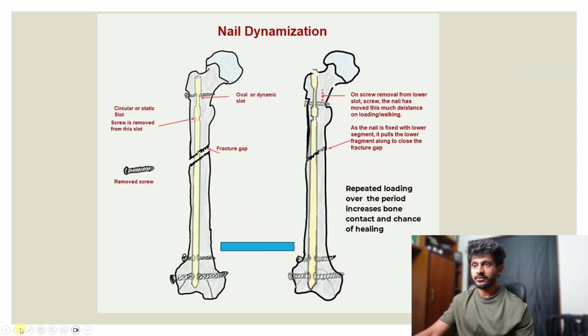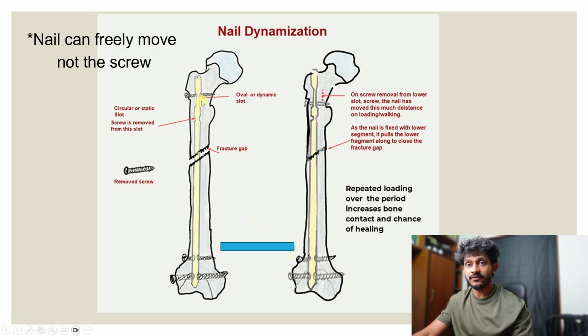What I mean by that is they've removed a screw from the static locking hole, and we can see that there's still a screw remaining in the dynamic locking hole of the nail. There are still two statically locked screws in the distal segment of the bone, whereas there's only one dynamically locked screw in the proximal segment of the bone in the nail. Since this is dynamically locked, given the length of the oval slot in the nail, the screw can freely move this much.